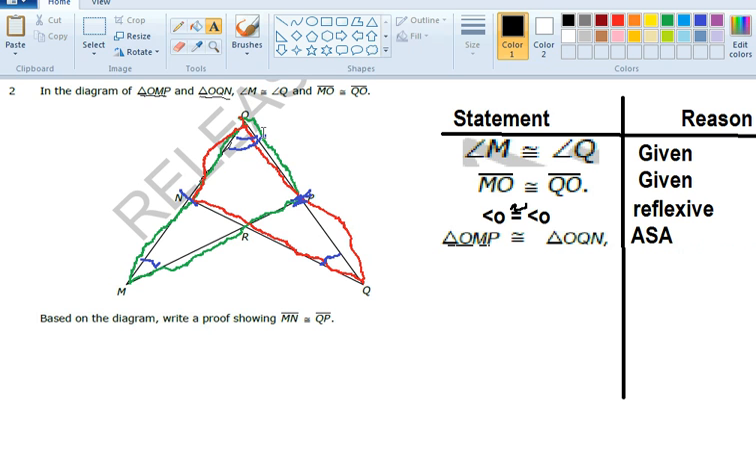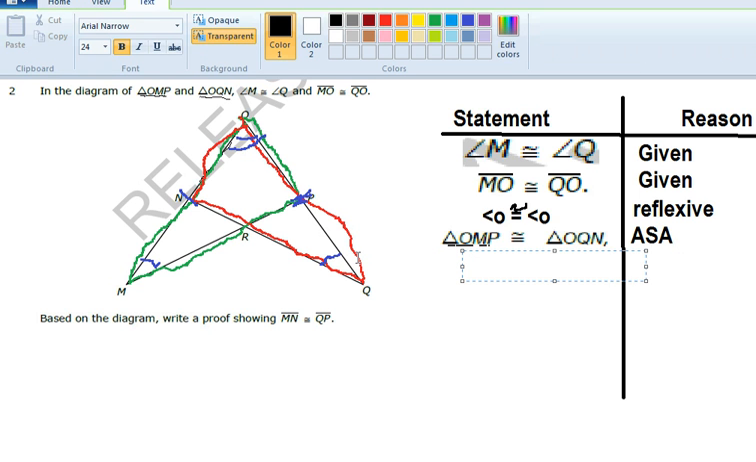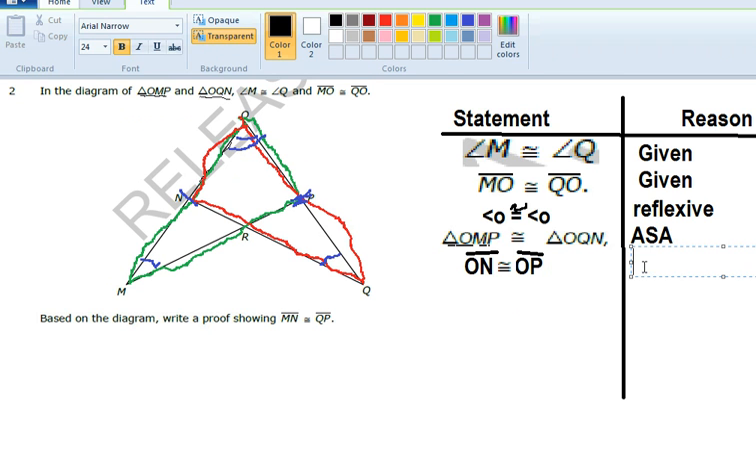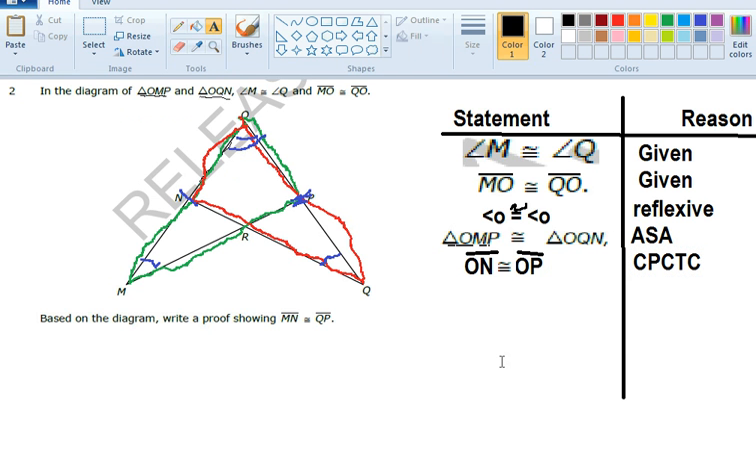Okay. Now, I can also say that ON, this little side of the red triangle, is congruent to OP, this little side of the green triangle. So I can say ON is congruent to OP. And I know that because corresponding parts of congruent triangles are congruent. Once I've said that this triangle is congruent to this triangle, I know that their corresponding parts are congruent. So I'm just going to put CPCTC, that abbreviation we use for corresponding parts of congruent triangles are congruent.